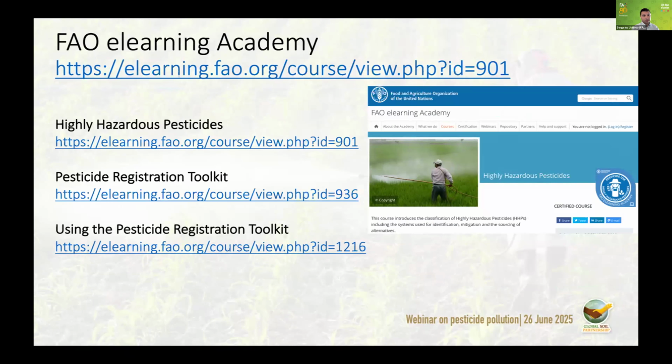The second tool, which I already introduced in my first slide, is the tool on registration of pesticides. It is available on the FAO e-learning academy. For those who are unaware of it, it's a platform that was launched just last year during the World Food Forum, and it has a lot of interesting modules and trainings for people who work with food and nutrition security, sustainable management of natural resources, and social and economic development.